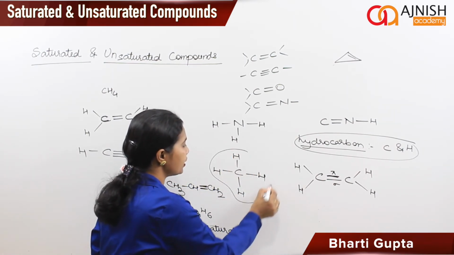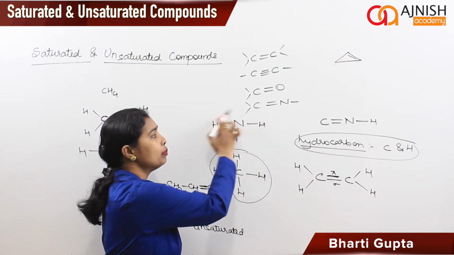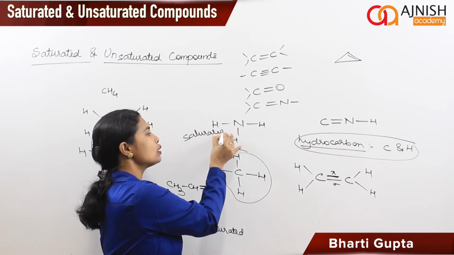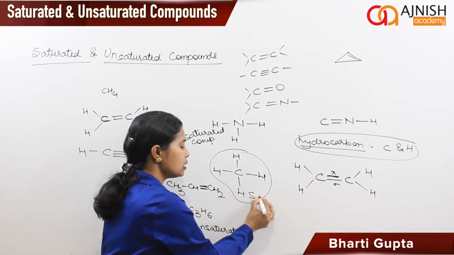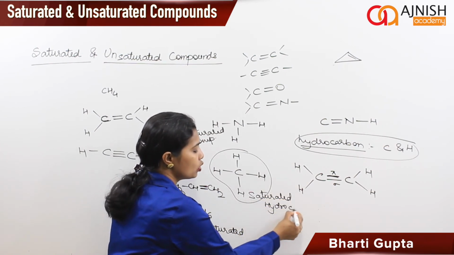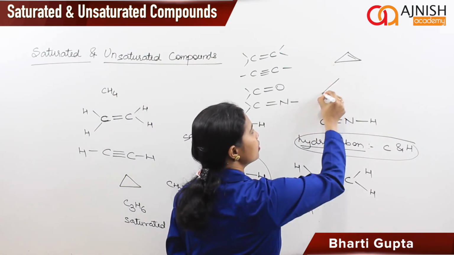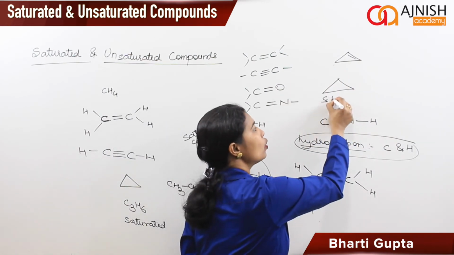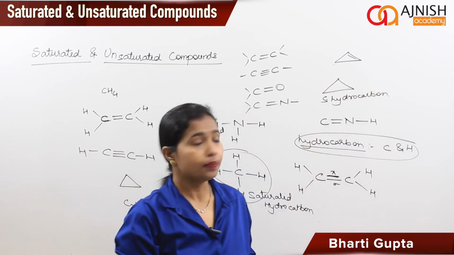Suppose this is a saturated hydrocarbon. This one is a saturated compound, but it is not a hydrocarbon because here there is no carbon. So this is a saturated compound, but it is not a saturated hydrocarbon. This is a saturated hydrocarbon. Now suppose if we take this compound, this is again a saturated hydrocarbon because there is no unsaturation and it consists of carbon and hydrogen.